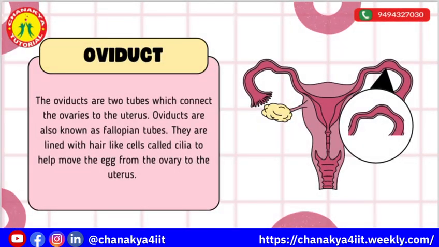Oviduct. The oviducts are 2 tubes which connect the ovaries to the uterus. Oviducts are also known as fallopian tubes. They are lined with hair-like cells called cilia to help move the egg from the ovary to the uterus.